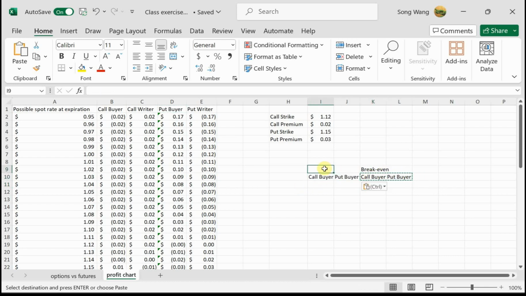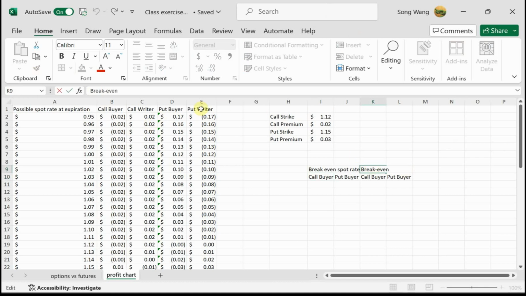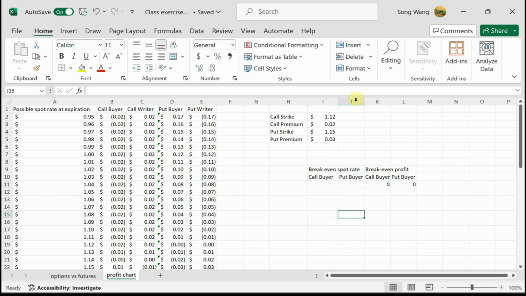So that's the possible spot rate. I call it break-even spot rate, and then break-even profit. And of course, the break-even profit at the end will be zero for both of them. Okay. So right here, let me just randomly put a spot rate.